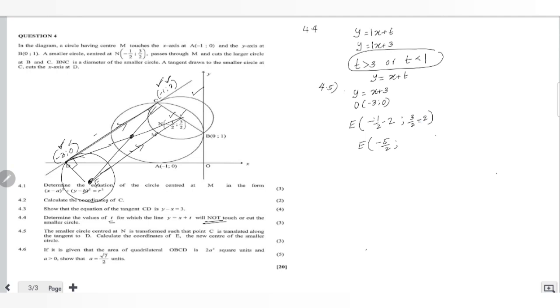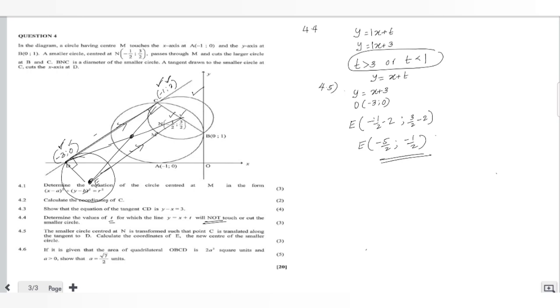-5/, you can use the calculator. Then 3 by 2 minus 2 is -1/2. So this is the coordinates of E. This is how we do this question. Is it clear? All right, now we can go to question number 4.6.